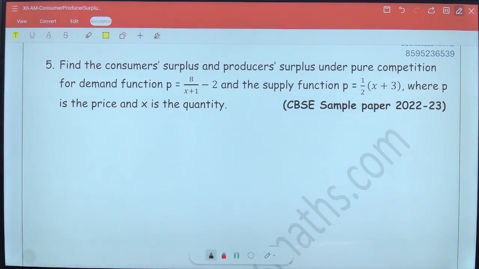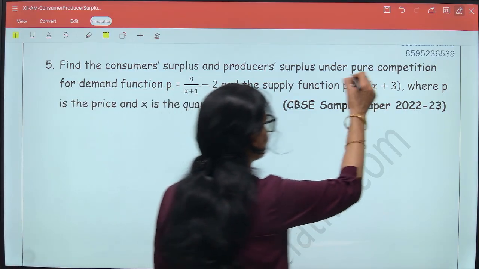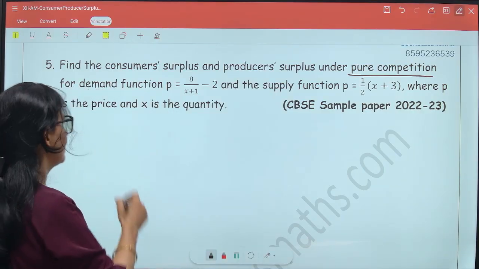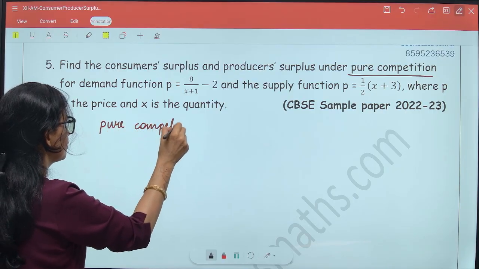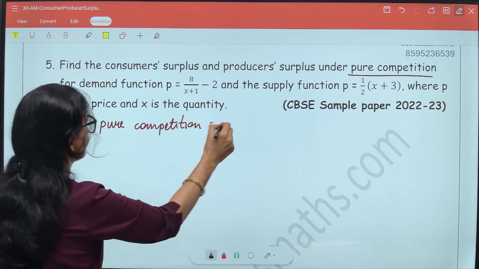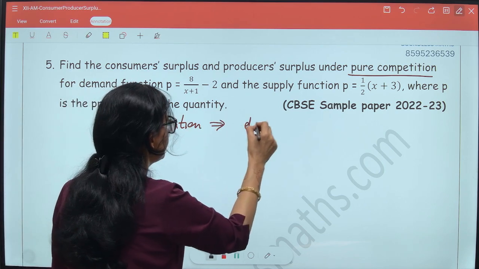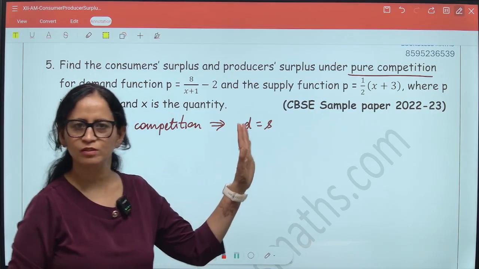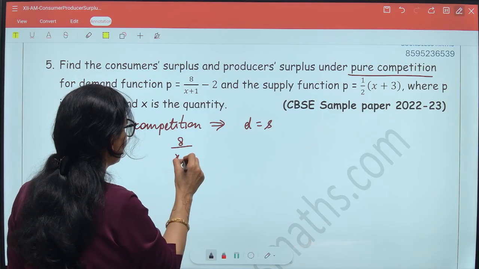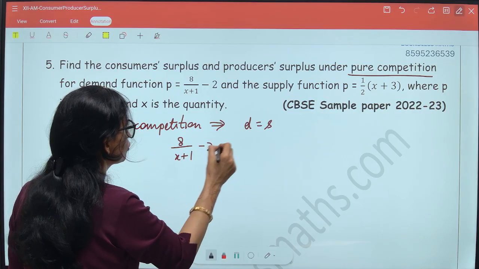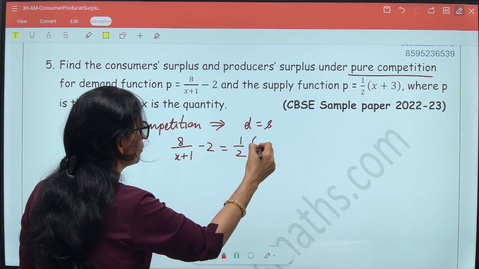Find the consumer surplus and producer surplus under pure competition for the demand function and the supply function given to you, where P is the price and X is the quantity. Now, in case of pure competition, you should know all these conditions. In case of pure competition, the demand will be equal to supply. Demand and supply functions are equal. So let's equate both these functions: 8 upon x plus 1 minus 2 equals half of x plus 3.